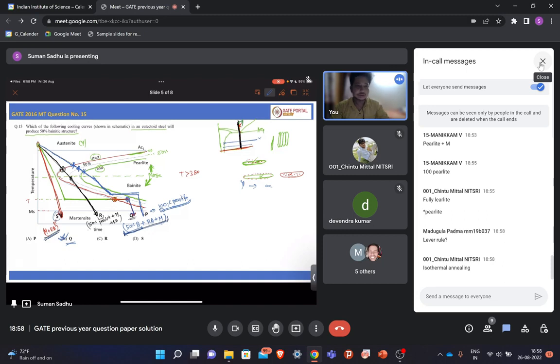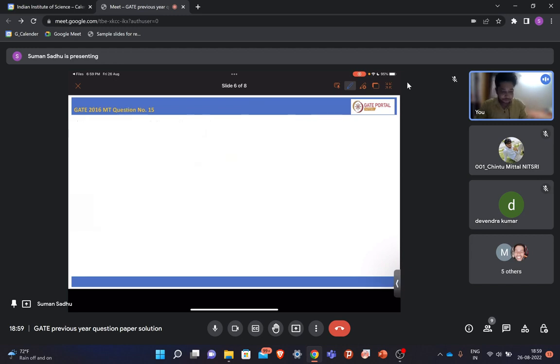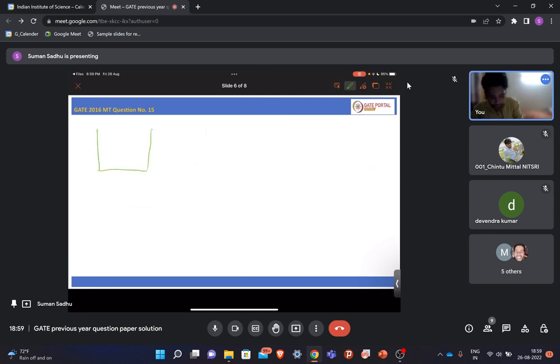Okay, let's say you took one alloy here. Let's say I'm taking this alloy only. Let's move into the next page so it will be better. Let's say I'm taking this alloy. So now in the TTT diagram I have to find transformation with respect to temperature and time, right?